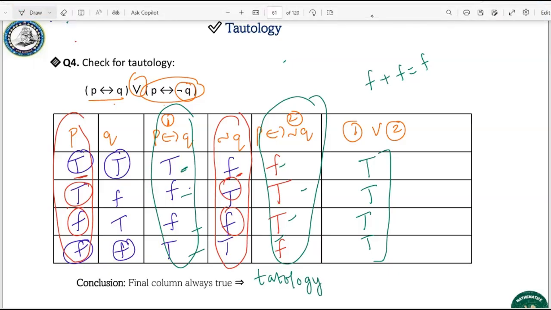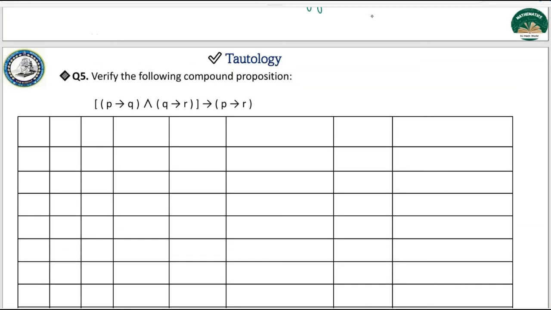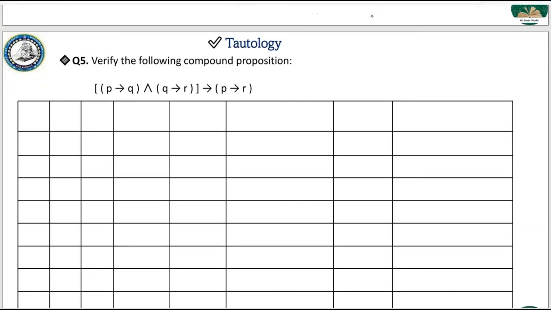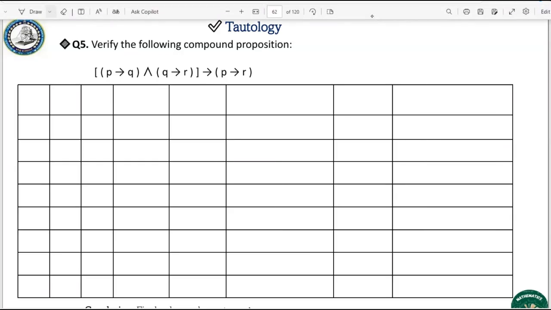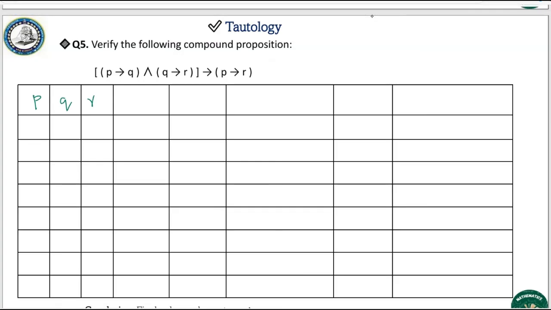Moving on with the next question, we have verify the following compound proposition. So yeah, they have given P, Q, and R. So the first bracket here is P implies Q. Then the second bracket here is Q implies P. Q implies R. Then both of them are connected with OR. So I'll call this as 1, I'll call this as 2, and I'll write 1 and 2. Then we will write a third bracket. What is third bracket? We have P or R.